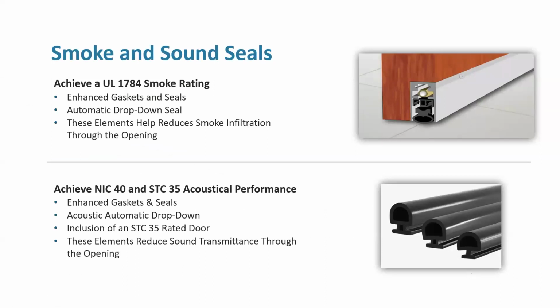Again, smoke and sound. There's an S label UL 1784 smoke rated sliding door system that we can offer. That's going to be self-latching and self-closing like a traditional swing door would need to. Drop seal as well. There's a few options which we'll get into on the next slide, but there's some sound attenuation as well. Basically, there's an NIC 40 or an STC 35. The NIC 40 is a field tested equivalency with a standard structural composite lumber core slab, or you have an STC 35, which is a lab tested core at a bit of a higher price point. That's a sound attenuation system as well.